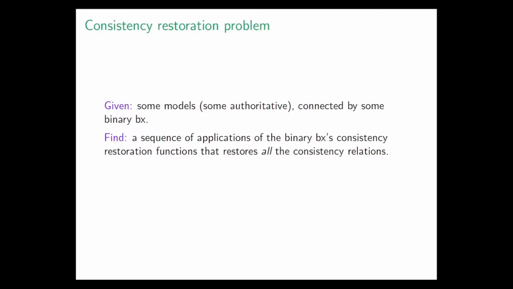Okay, so given that kind of setup, we can think about the consistency restoration problem, which is to say, supposing we're given some models, and some of them are authoritative, shown in black, and they're connected by some binary bidirectional transformations, or maybe more than binary. I'm going to talk about binary ones from now on. The problem is to find some sequence of applications of the consistency restoration functions that come along with the binary bx that we've put together into this network, such that following that sequence of applications leaves you with an entirely consistent network. It restores all the consistency relations. Unfortunately, this is mostly impossible.